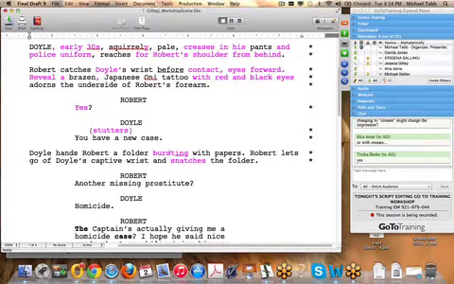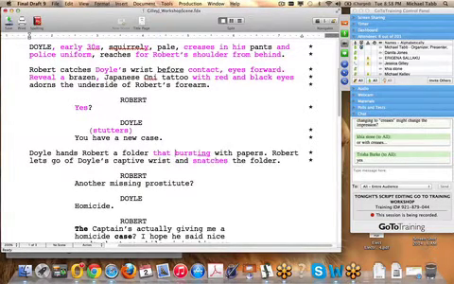Doyle hands Robert a folder instead of bursting, which is a passive verb, that bursts with papers. Well, it doesn't burst because they would be all over the floor. Overflowing? Yes. That overflows.